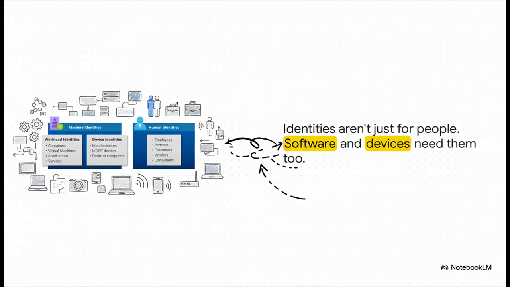So what's the answer? Well, Microsoft Entra's approach is to expand the whole definition of an identity. It's not just for people anymore. Now we have specific identities for our software workloads, things like apps and services, and even for our physical devices like laptops and phones. Each one gets its own unique identity that we can manage and secure.